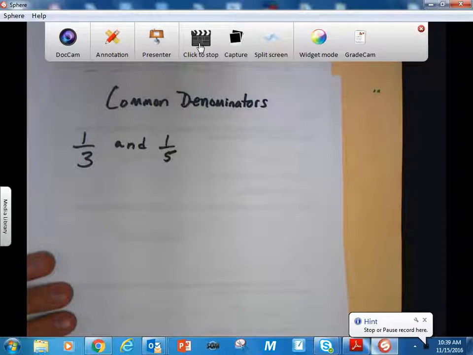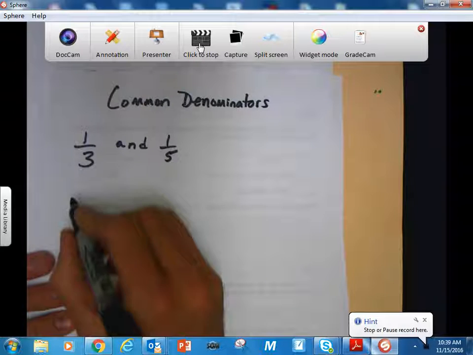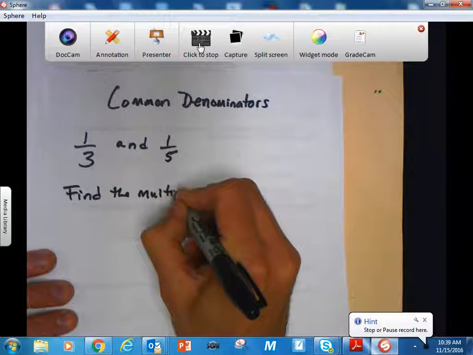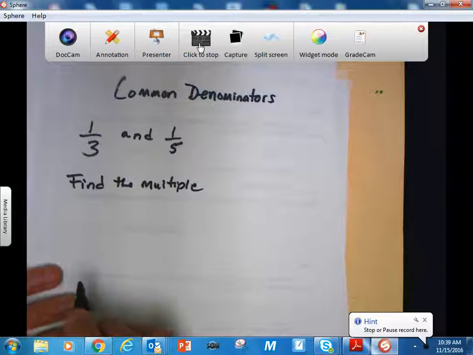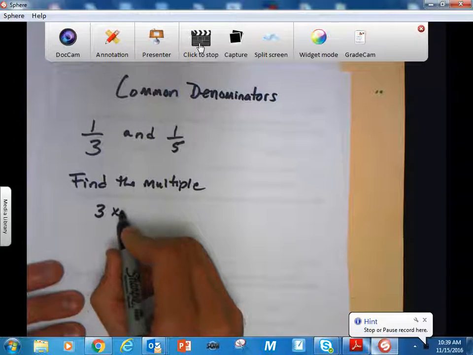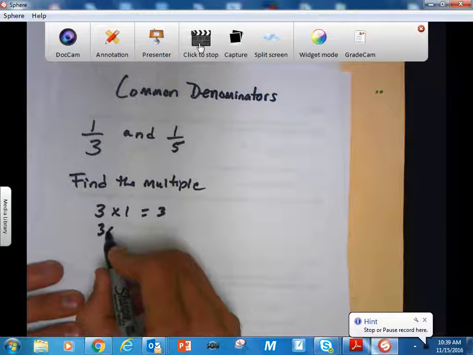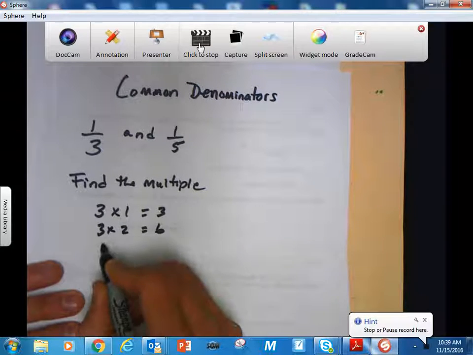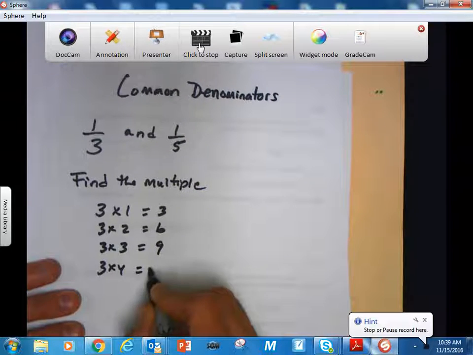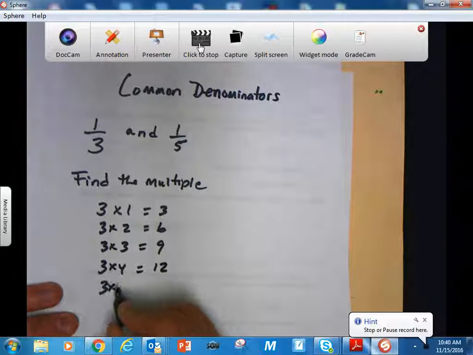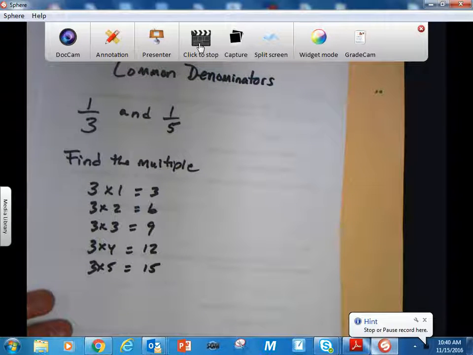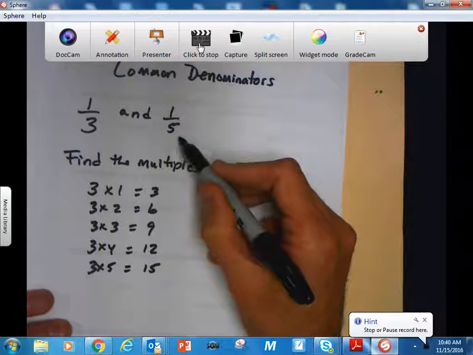One, we could find the multiples of each of the numbers. If I'm counting by threes, I know that I have 3 times 1 equals 3, 3 times 2 equals 6, 3 times 3 equals 9, 3 times 4 equals 12, 3 times 5 equals 15. I see something that will look familiar. I think 5 will also go into 15.